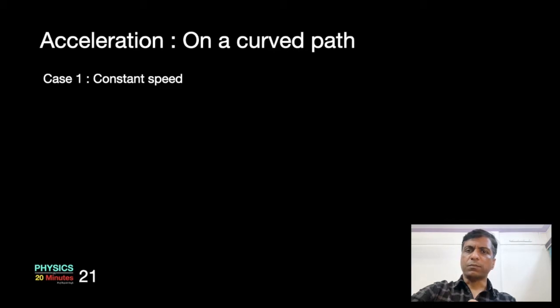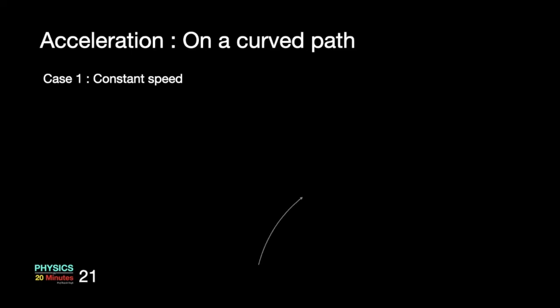Let's take the simplest of all the cases, that is the particle moving with a constant speed. Consider a curved path on which the particle is moving. Let's say at any instant its velocity vector is v1. Since it's moving on a curved path, the velocity vector will change its direction after some time interval. Therefore, you will get a different velocity vector, which will be v2.